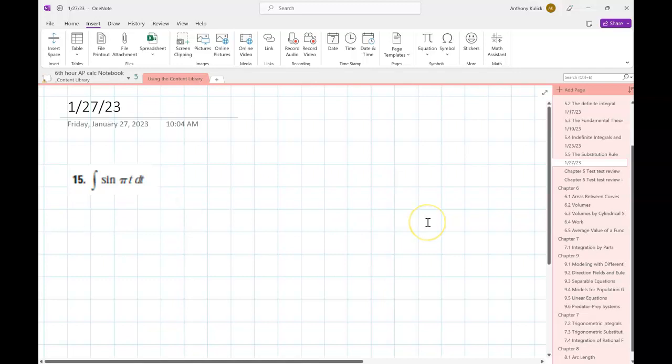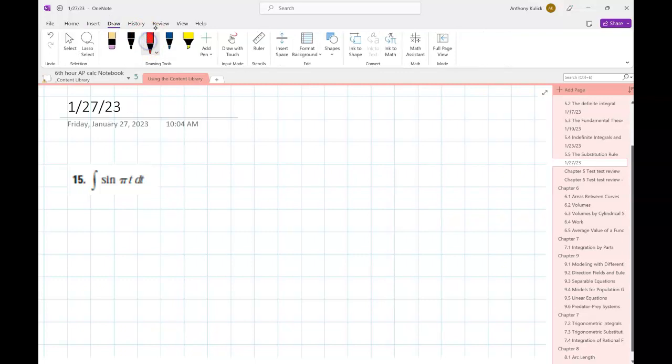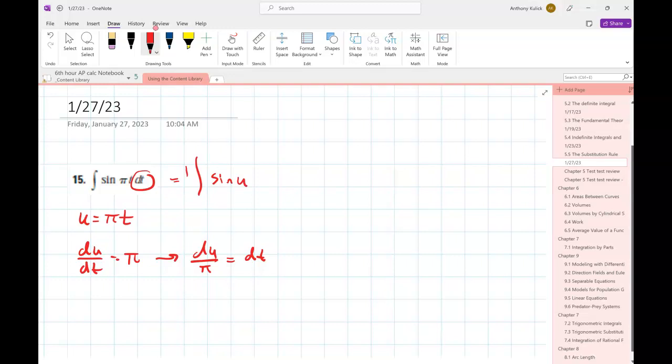So we have the indefinite integral of sine of pi t dt. My u should be pi times t. du dt is just going to be pi then. If I look at my leftovers, that's just dt. So to get dt by itself, I'm going to have du divided by pi is equal to dt. So this is the integral of sine u, and then we'll stick the 1 over pi out front, du.